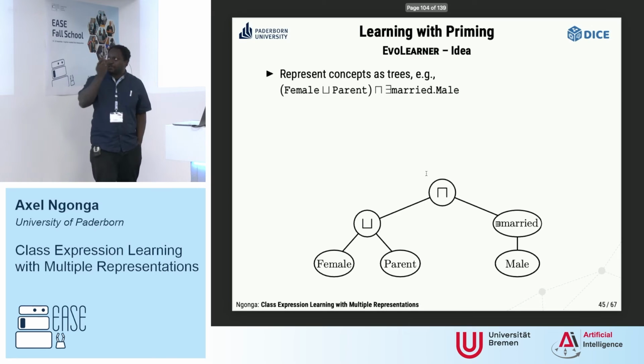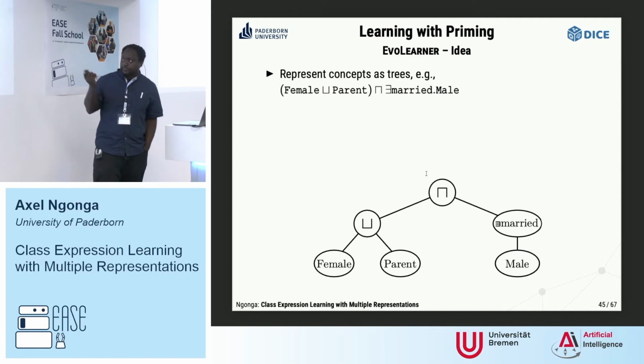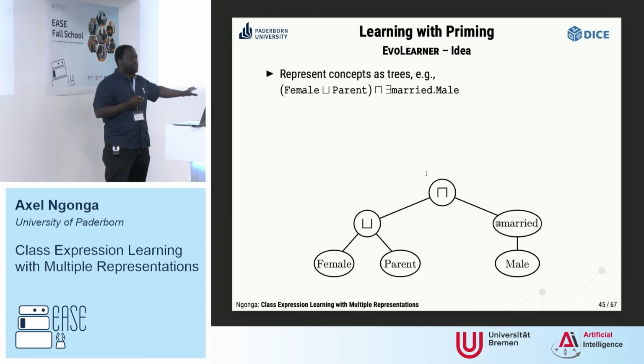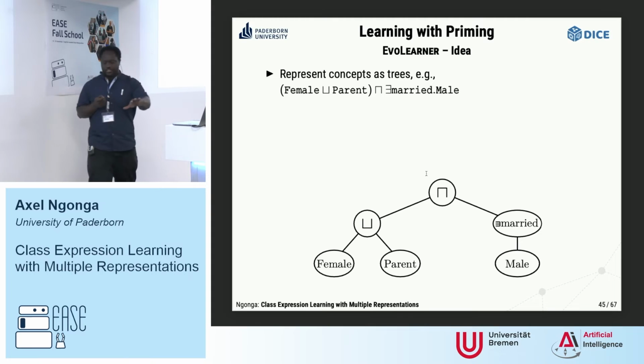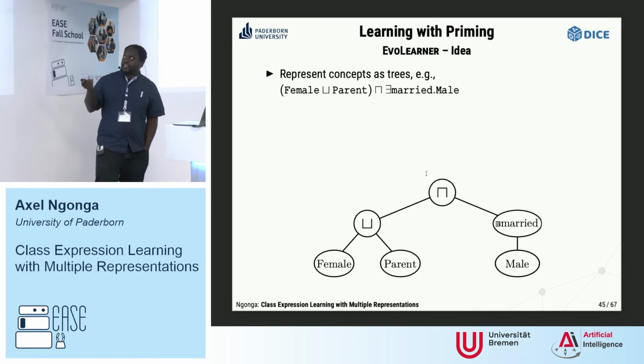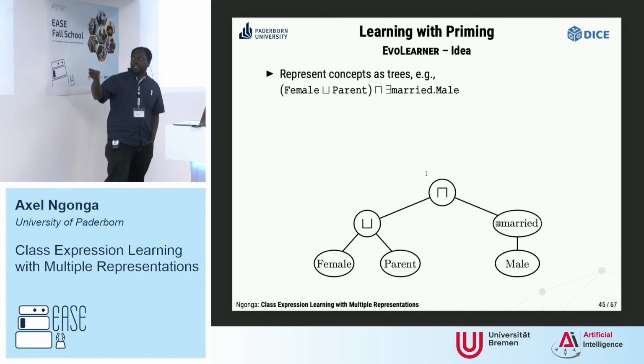So this is work that was done by Hindorf et al., presented, I think, in 2021. The fundamental idea of this EvoLearner algorithm is to go away from refinement operators, use genetic programming, but prime the population generation by using candidates from E+. So the idea here is we want to represent concepts as trees. For example, a concept like female or parent and married to male would be represented this way.